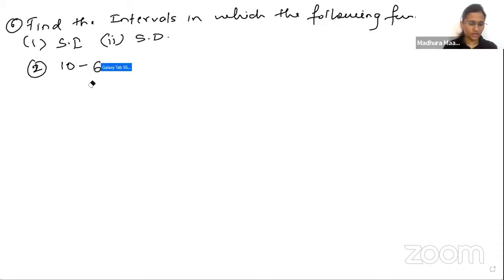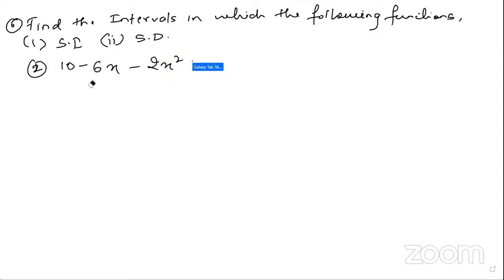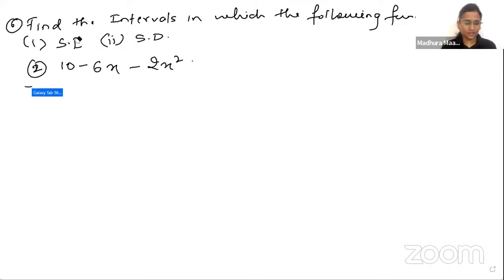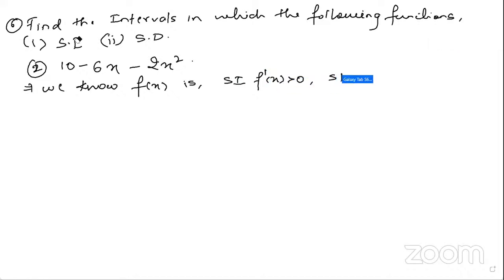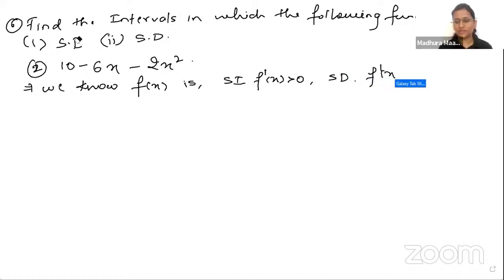The second question they are telling is this. I had not given this as homework, right? No, ma'am. So let us solve this. I have to find the intervals in which this function is strictly increasing and strictly decreasing. First and foremost, we know that any function f of x is strictly increasing if f dash of x is greater than 0, and strictly decreasing if f dash of x is strictly less than 0.